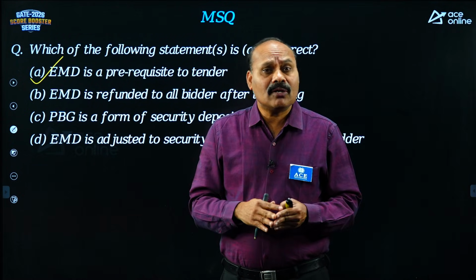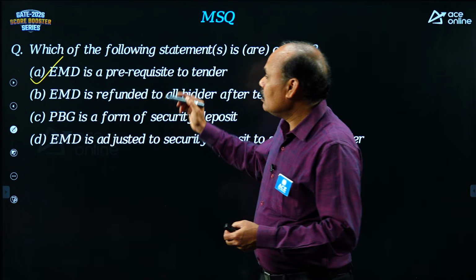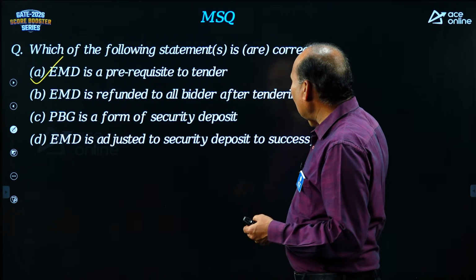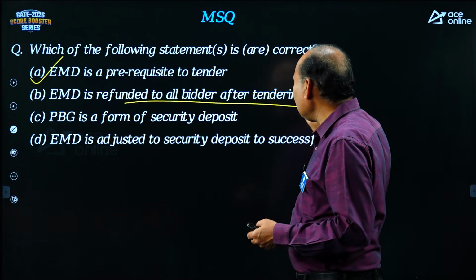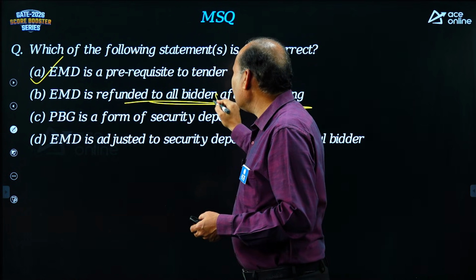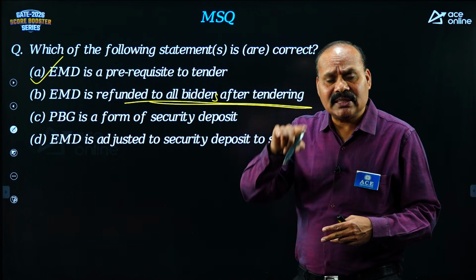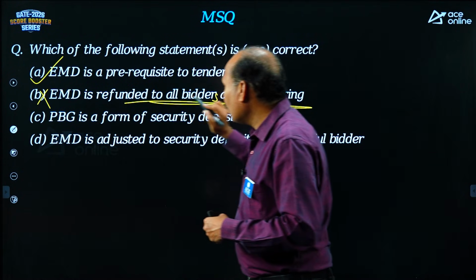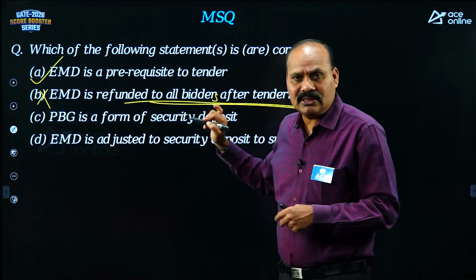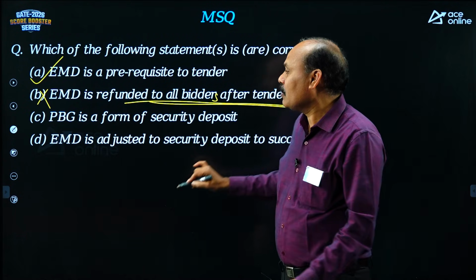But why this EMD caution deposit? It is only for the sake of seriousness. EMD is refunded to all bidders after tendering. Actually, it is refunded to unsuccessful bidders only, not all bidders. For the successful bidder, it is retained. So this statement is wrong. What is wrong in this? All bidders is mentioned. That is not correct. It is only unsuccessful bidders.